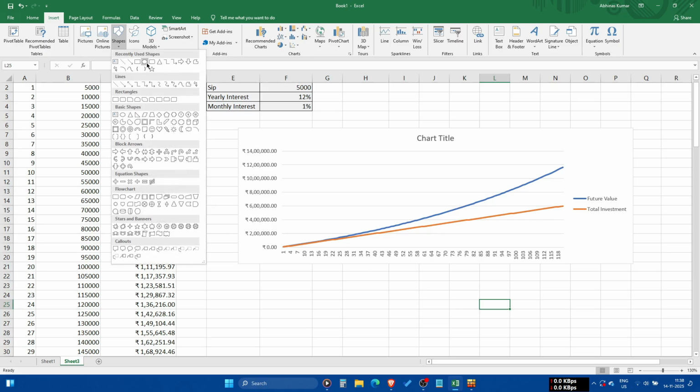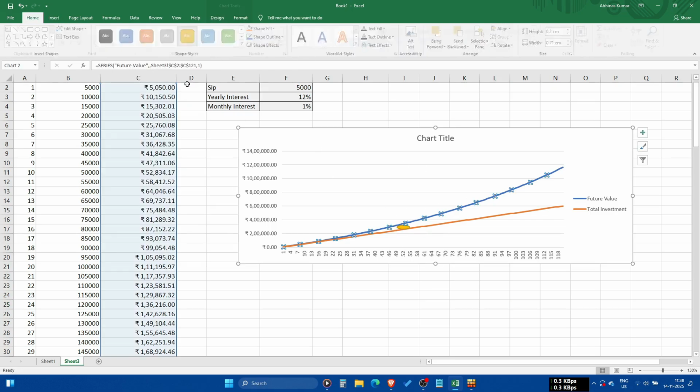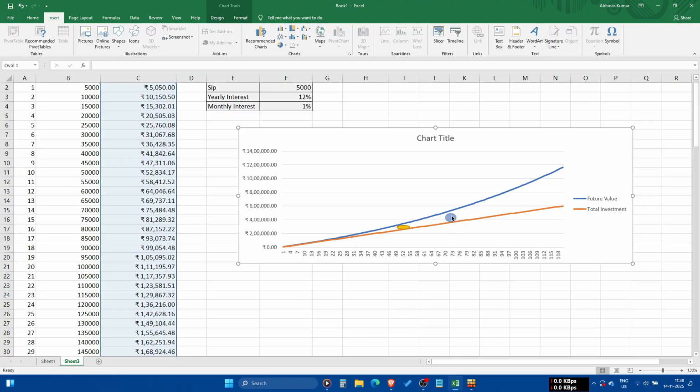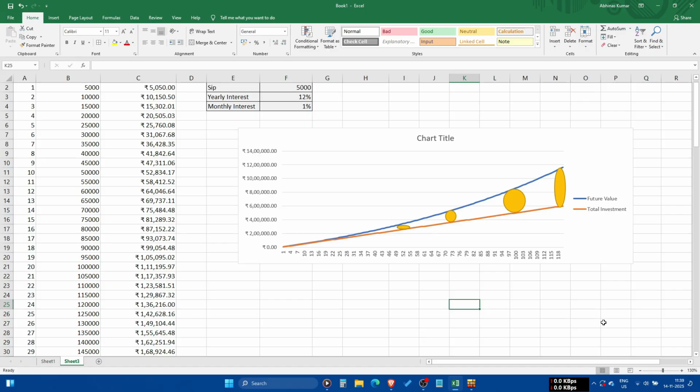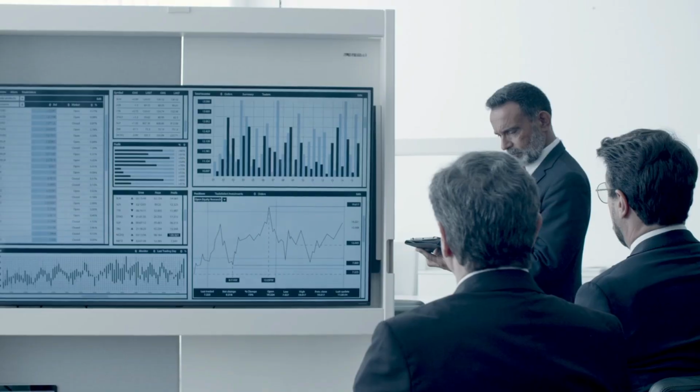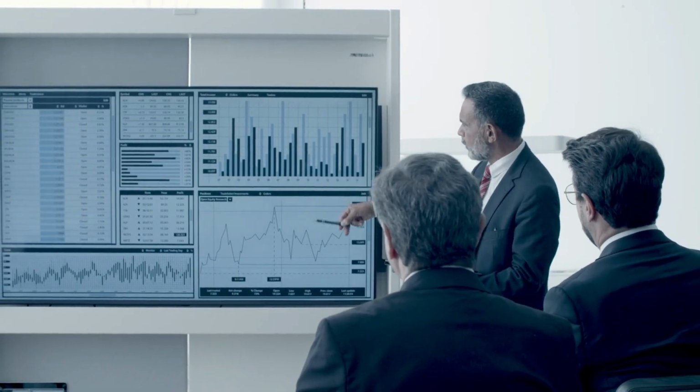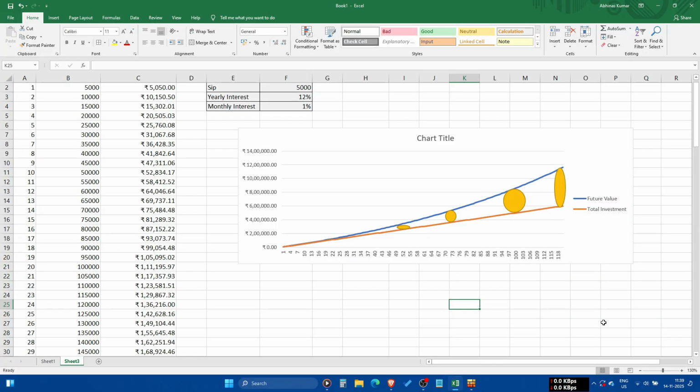If we draw a circle in the gap between future value and total investment, we can clearly see that the gap is increasing exponentially with time. That is the true power of compounding. If we give time and stay consistent, we can achieve our financial goals, for sure. So next time someone says SIP is slow, remember, it's not about speed, it's about consistency.